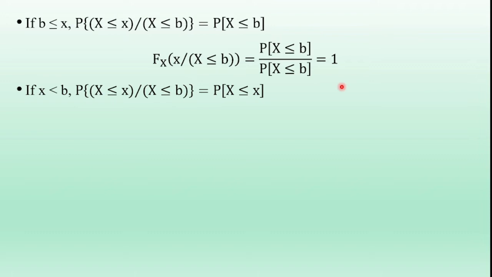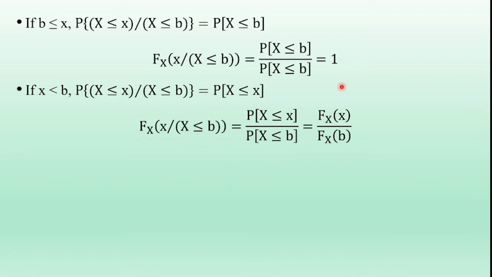Now the numerator and denominator cancel, which is equal to 1. In the second case, if b is greater than x, probability of X less than or equal to x given X less than or equal to b is equal to probability of X less than or equal to x. Applying this condition, we get F_X of x by X less than or equal to b, where the numerator term is probability of X less than or equal to x, which is the distribution function of the random variable X, and the denominator term is the distribution function F_X of b.